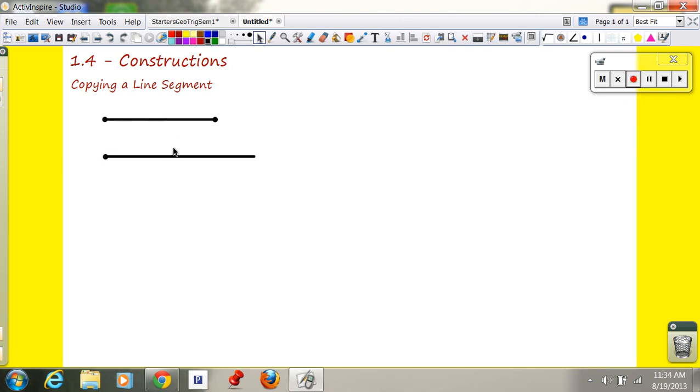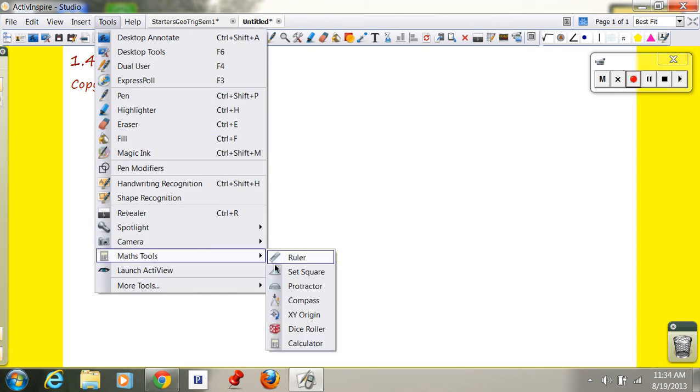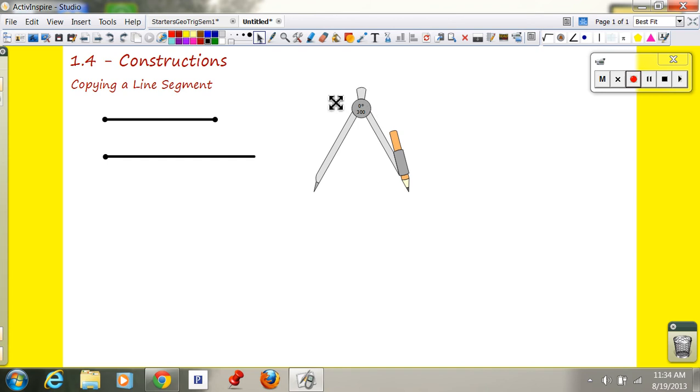We're not measuring anything with our rulers today. We're just using our construction tools. So we're going to go to our compass. And again, you're going to have to share them, so if you don't have one at the second, just watch closely and you're going to get one in a second.